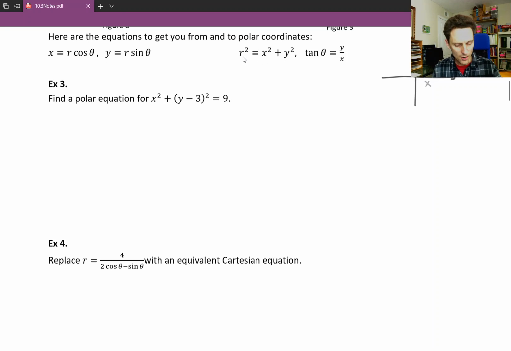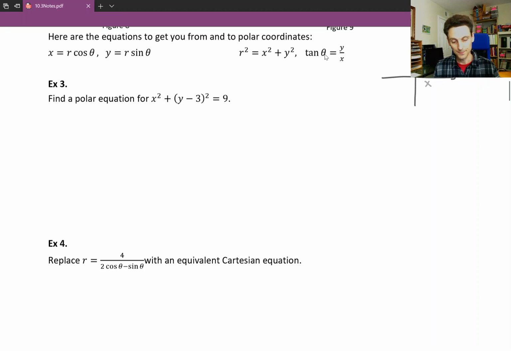Notice that r here is squared, so when you solve this for r, you get a plus or minus the square root of x squared plus y squared. That's because it's possible to have a positive r value or a negative r value with the same point. Also, tangent theta equals y over x has many different possible solutions for any given y and x pair. Remember that you can take the angle theta for any point and add 2 pi to it, and you've got another solution.